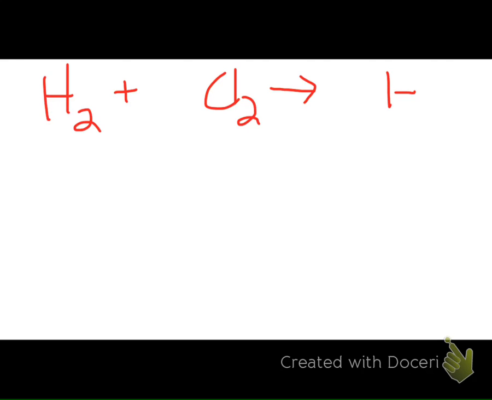We're going to go H2. That is not a pencil. There we go. We got H2 plus Cl2 yields HCl. All right, so this is H2 plus Cl2 gives us HCl.